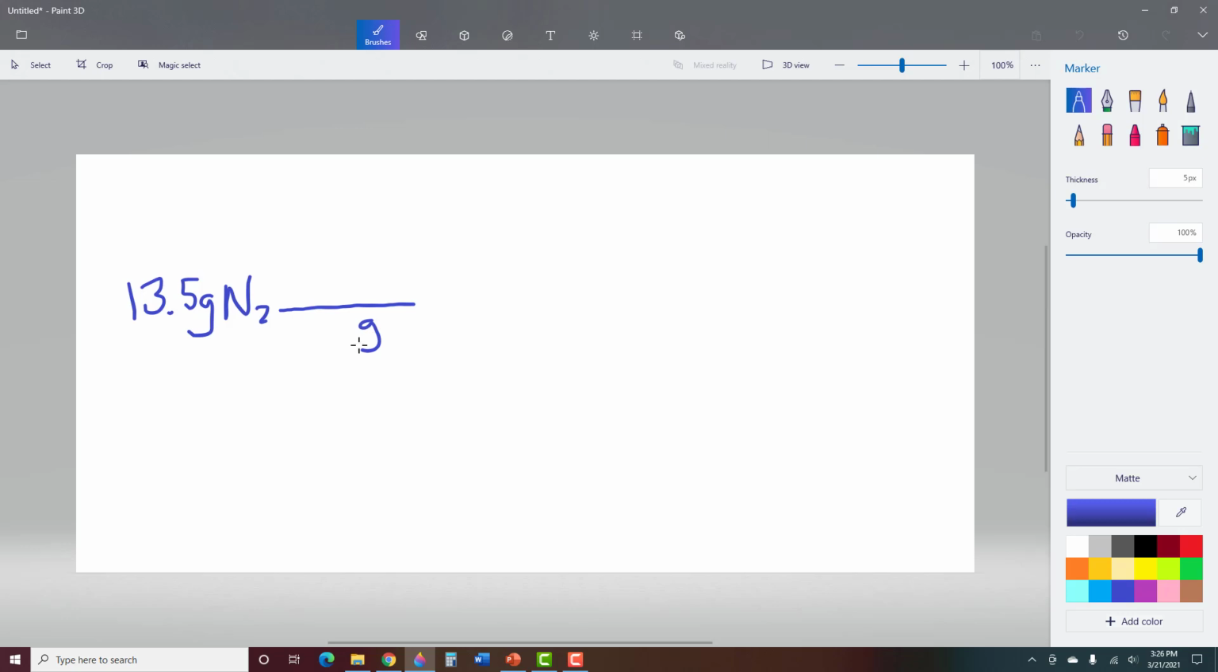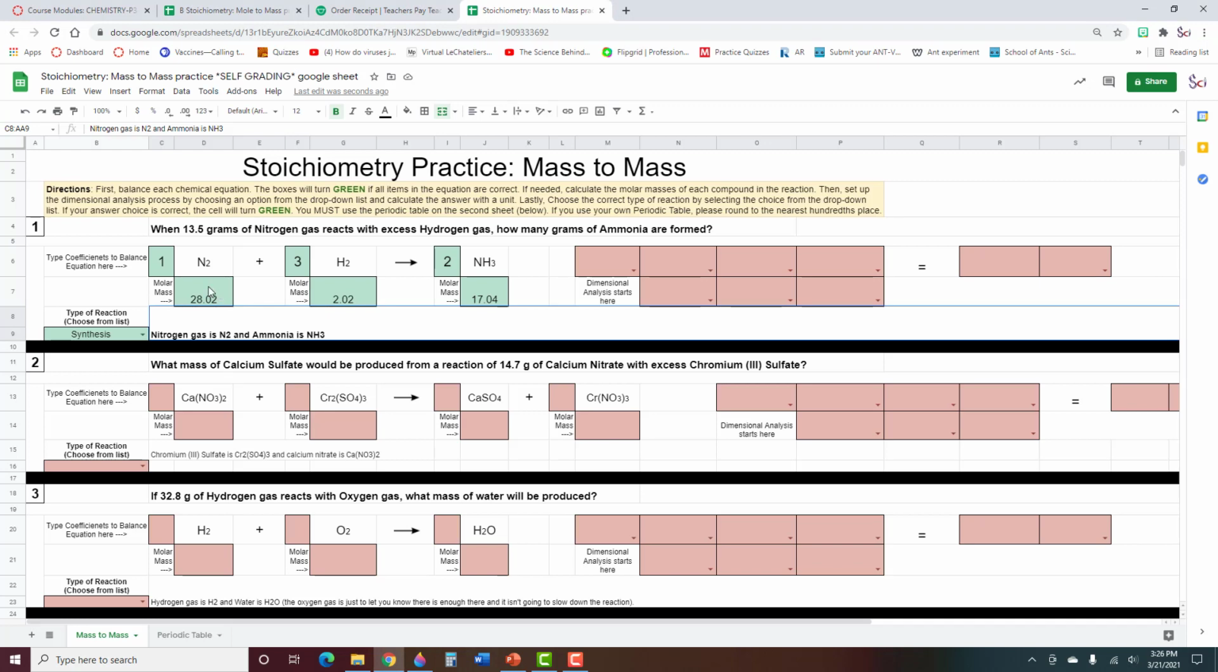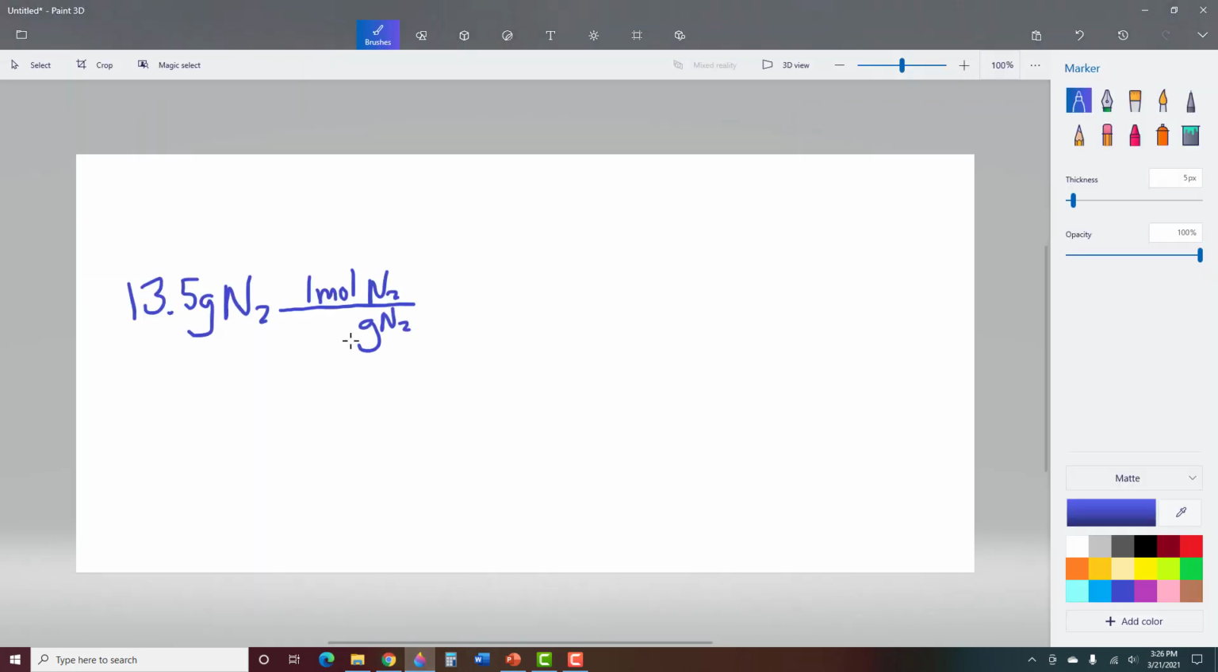Put your grams of N2 on the bottom, and then the grams always goes with 1 mole of the same compound. The mass you can get right here, so N2's mass is 28.02. Then second division bar, always take the unit off the top and move it to the bottom, so this will be moles of N2. And then what the compound they asked you for is your top compound.